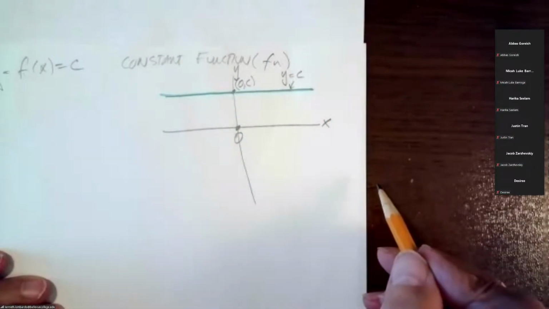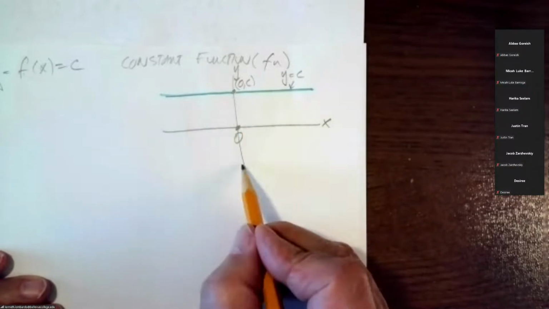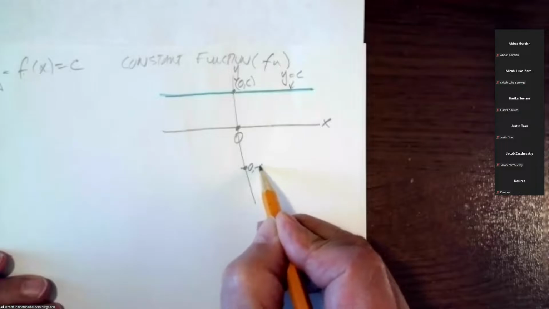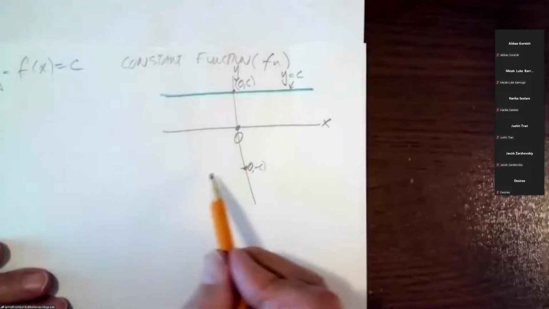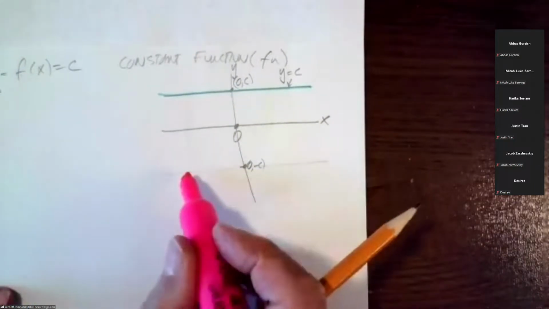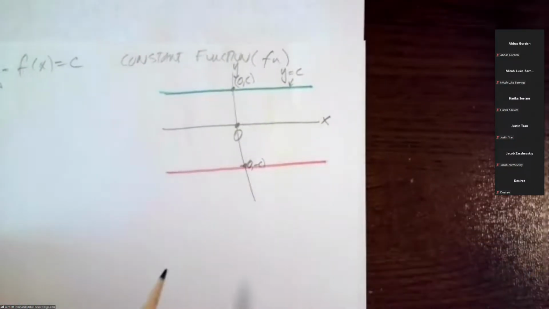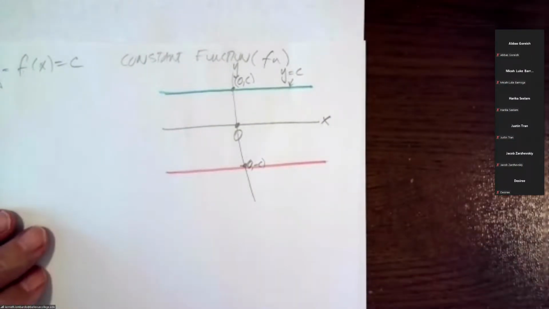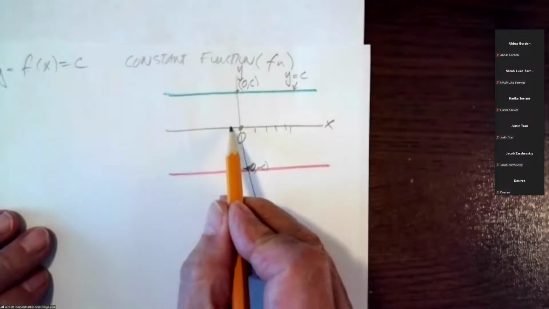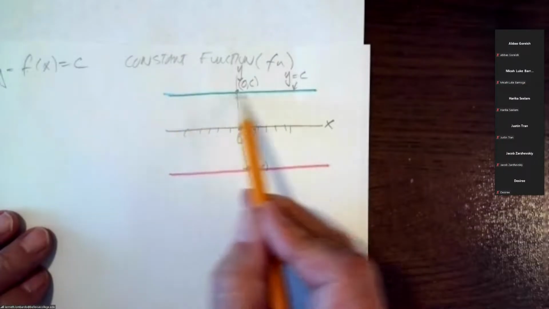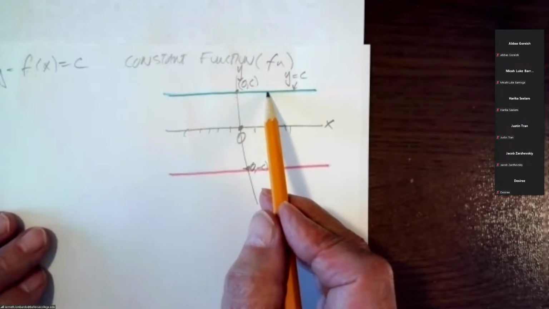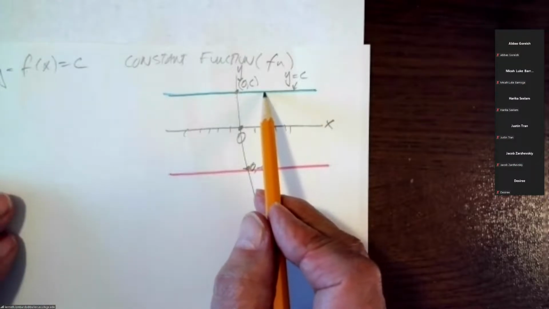It's just a constant value. If c were negative, we might be down here at 0, negative c, and we might have a line that went through that. Maybe it looks like this. Okay, so we're just saying that no matter what x is, y is the same value. y is a constant value. Okay, questions on that at all?